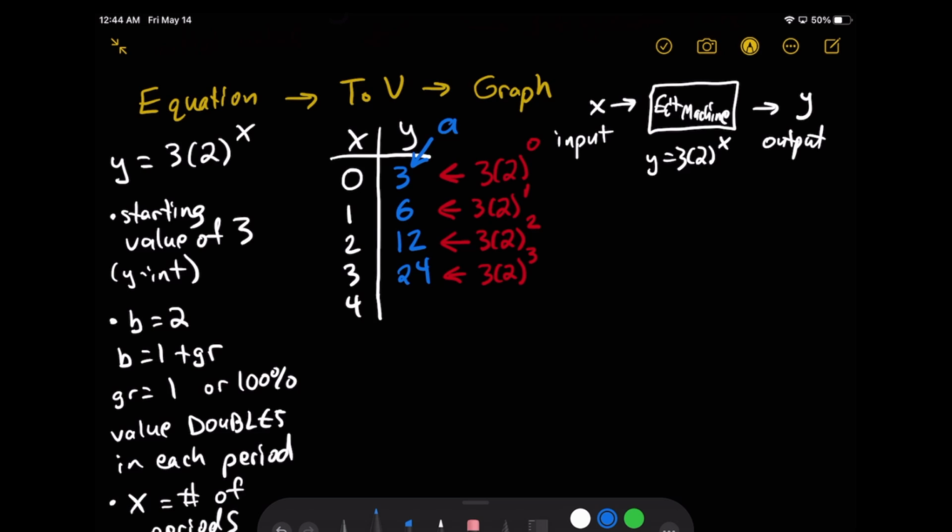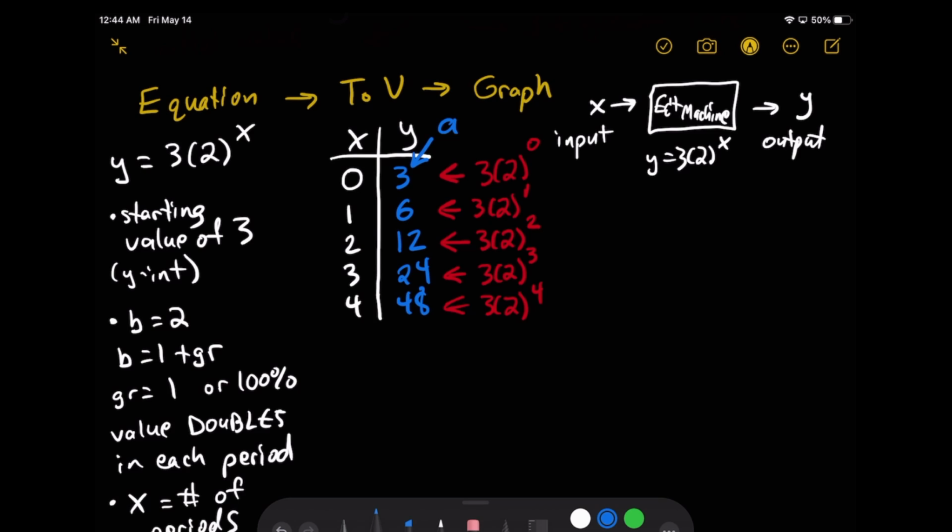And finally, when x equals 4, my equation is going to be 3 times 2, and instead of an x, I put in the 4. And 2 to the power of 4 is 16, and 16 times 3 is 48.